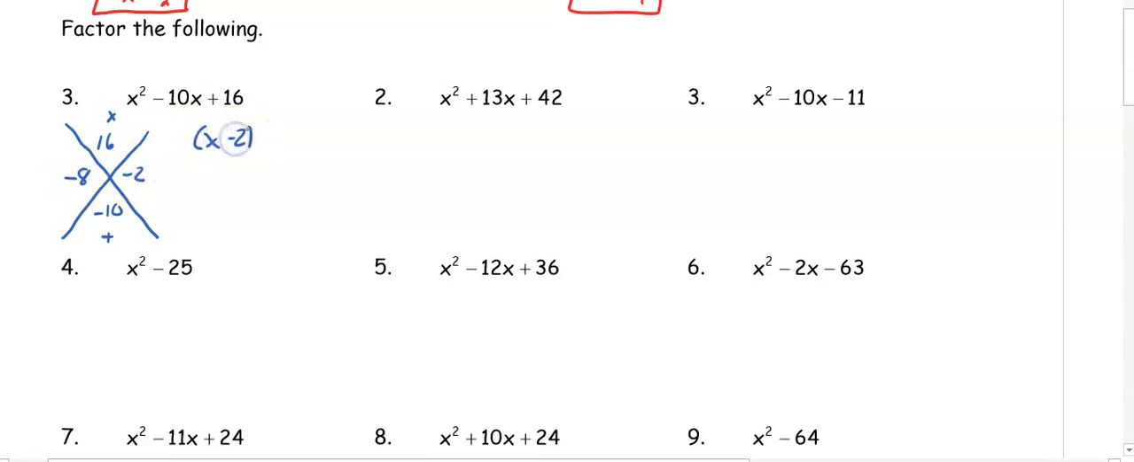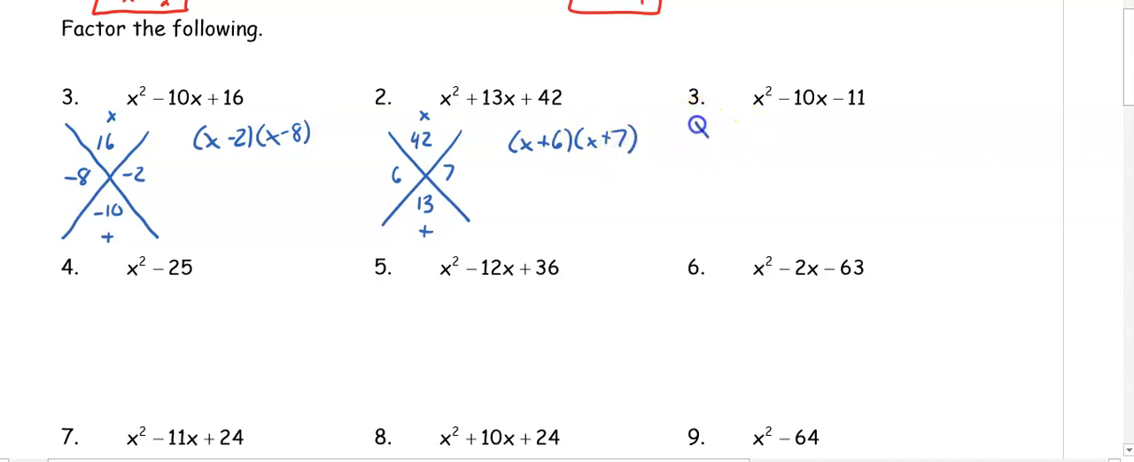Now, because there's not an equal sign, we don't have to solve. We're just writing our factors, and then we're moving on. Number 2, x squared plus 13x plus 42. So we want two numbers that multiply to 42 and add to 13. So two numbers that multiply to 42 are 6 and 7. So we have x plus 6 and x plus 7.